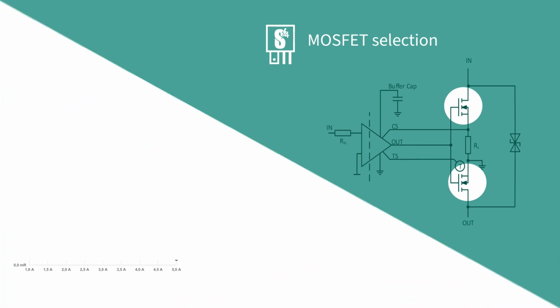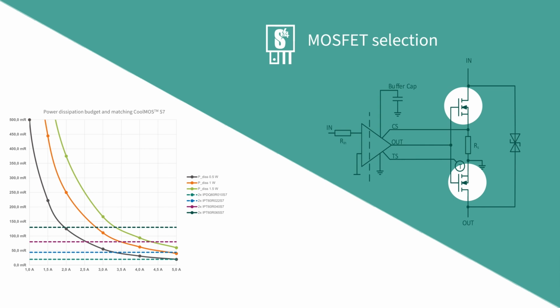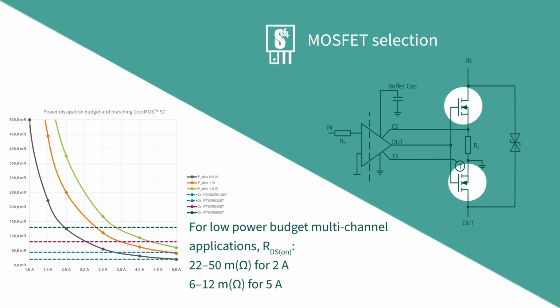This graph represents the power dissipation budget and the matching CoolMOS S7 switches according to the desired output current. For multi-channel applications with a low power dissipation budget, the expected RDS on values are typically in the range of 22 to 50 milliohms for a 2-ampere output stage and 6 to 12 milliohms for a 5-ampere output stage.